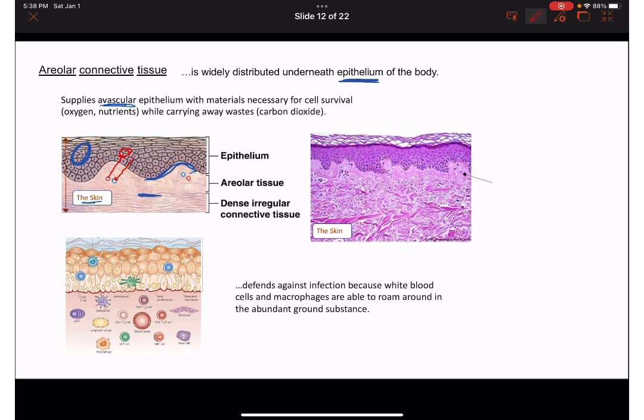Another benefit of having all of this ground substance is that it provides a lot of space for the presence of white blood cells. And so typically where we have areolar tissue, we're going to have a lot of white blood cells patrolling the area. And that's what's represented in this figure. All of these different types of immune cells.